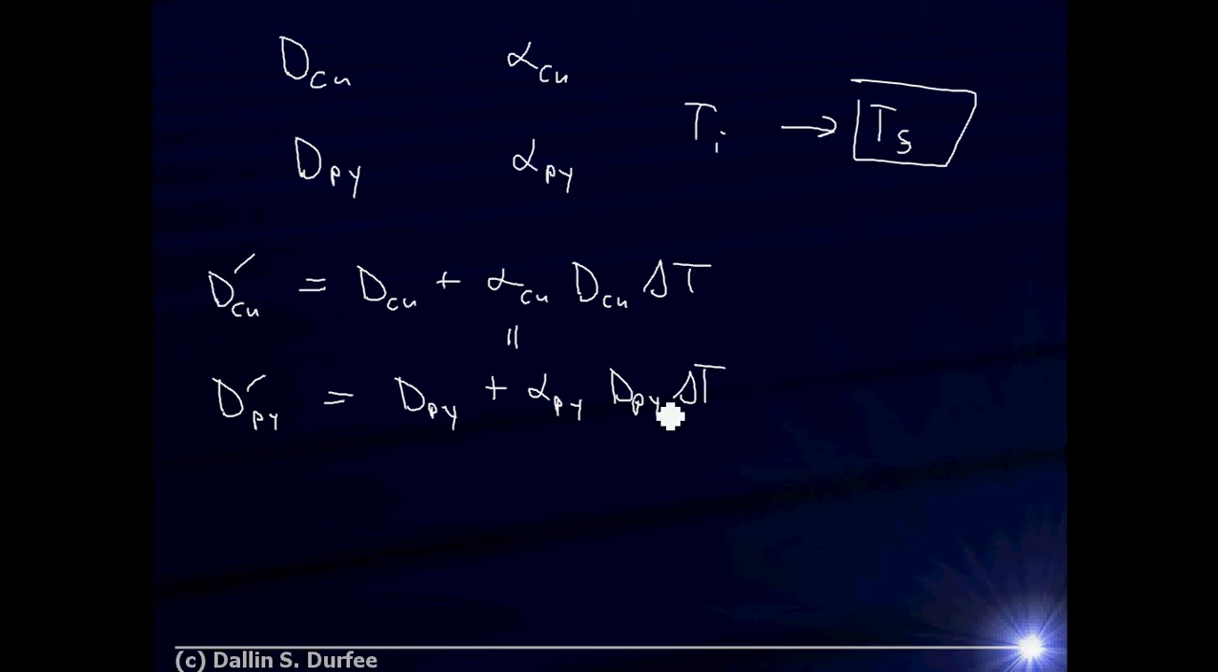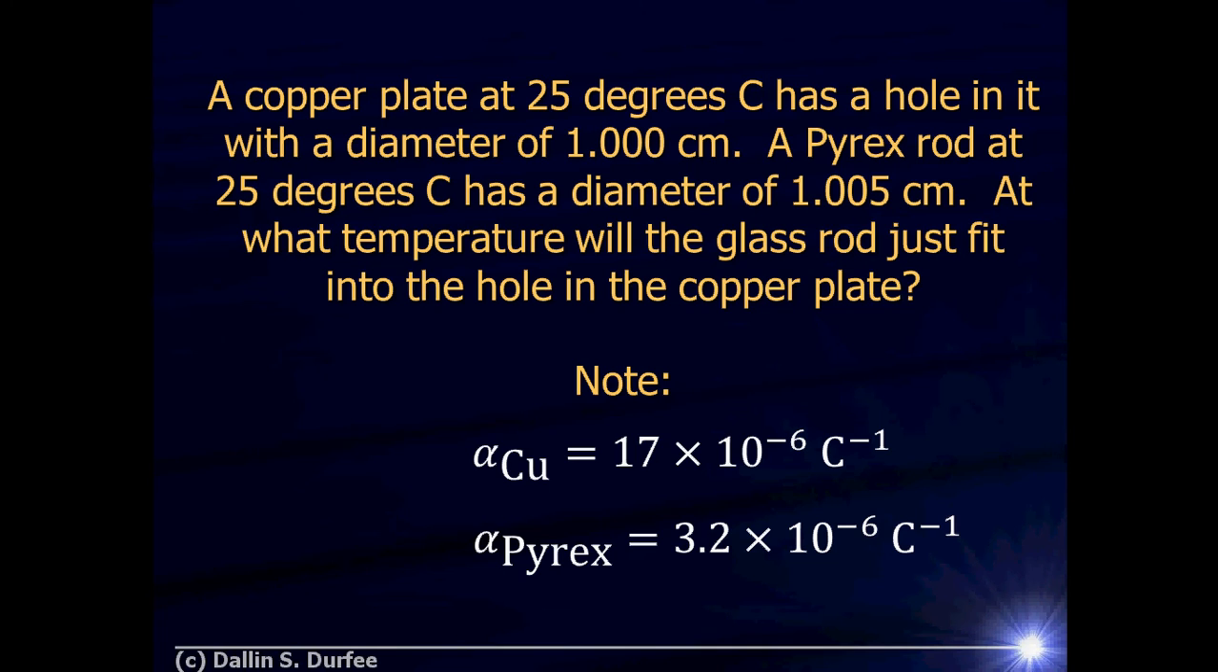And then I can say, oh, my initial temperature is 25 degrees, and I add delta T to that. Now, is delta T going to be positive or negative? We can intuit that, all right? The expansion coefficient of copper is larger than the expansion coefficient of Pyrex. So as I heat them up, the copper is going to expand faster than the Pyrex. I need the copper hole to get bigger, right? The copper hole is smaller, so as I heat this up, the copper will expand faster than the Pyrex, and eventually I should be able to stick the Pyrex rod into the hole.